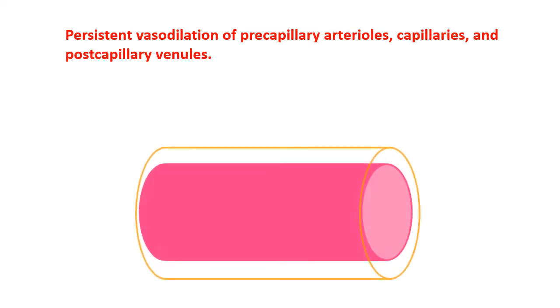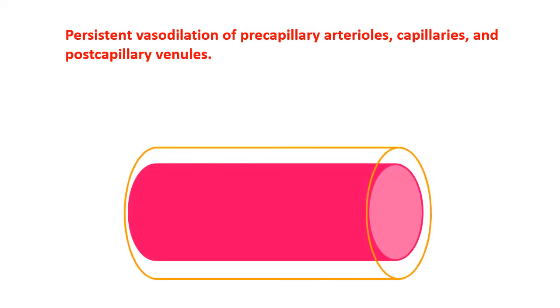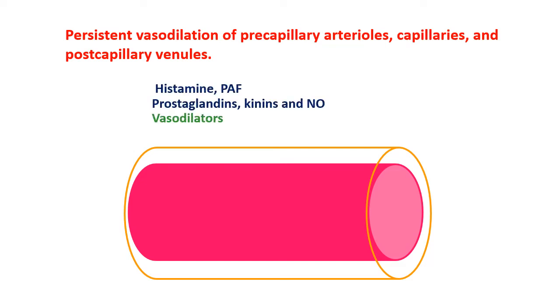Transient vasoconstriction is followed by persistent vasodilation of precapillary arterioles, capillaries, and postcapillary venules. This occurs under the effect of histamine released primarily from mast cells, also from basophils and platelets, platelet activating factor released from platelets, and kinins and nitric oxide and prostaglandins, which are very powerful vasodilators. Vasodilation helps in flushing out the harmful agents. It results in erythema, swelling, and pain in the inflamed area.